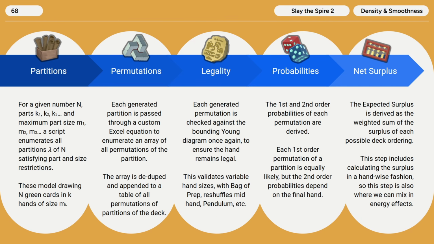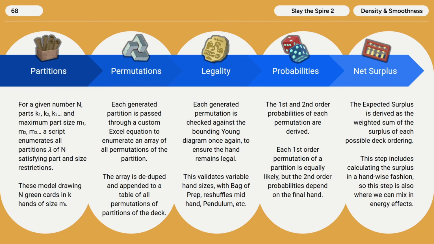But we do need to take a second order approach here, because whilst each first order permutation of an individual partition is equally likely, going back to earlier, it didn't matter how we permuted the hands, 5, 5, 1, 0. All that mattered was that we did have an arrangement, like a steep stack of 5, 5, 1, 0. However, because the new deck that we're drawing from when we reshuffle is modified by the cards we have on the bottom of the deck already, the second order probabilities do depend on the final hand. So we do need to take both. There's a final hand model, and then there's the deck partition model as well. And then from those, we take the net surplus.